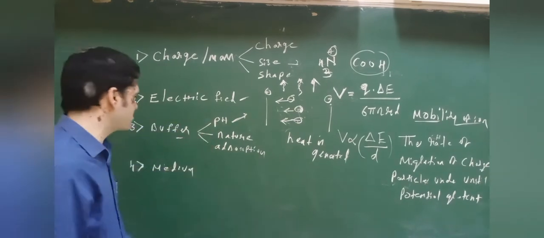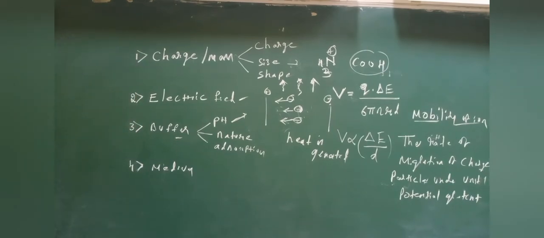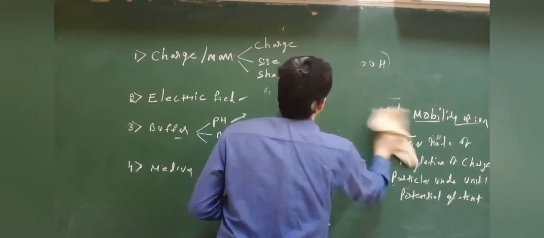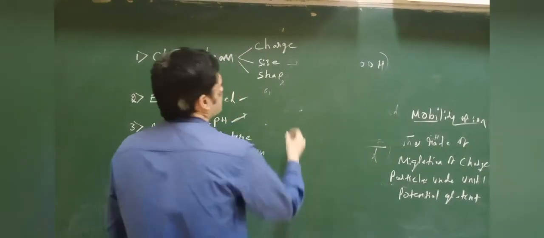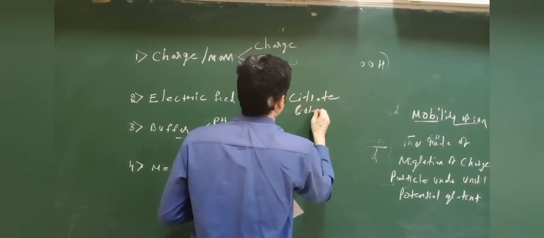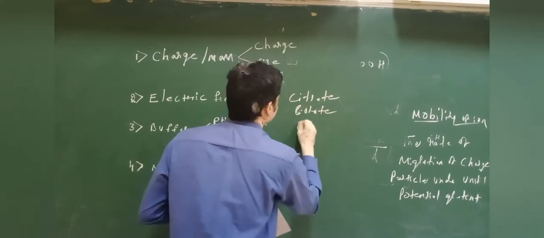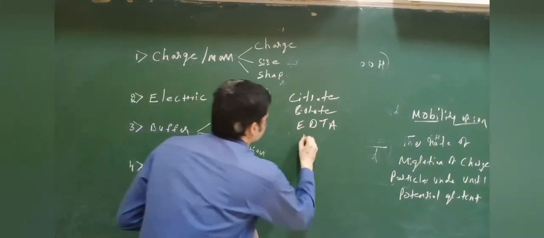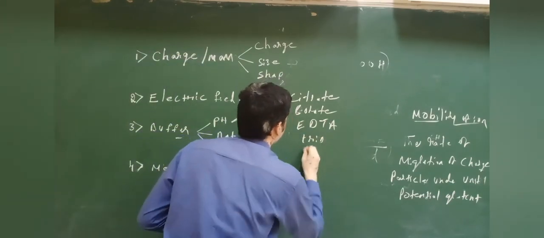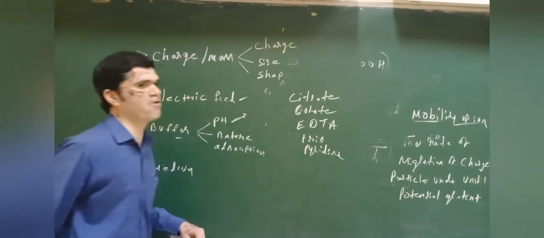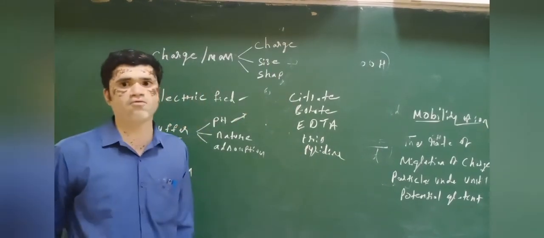Then nature of buffer. Different types of buffers are used. Mainly the buffers used are citrate, borate, EDTA, tris, and pyridine. So these are the different buffers which are used in electrophoresis.